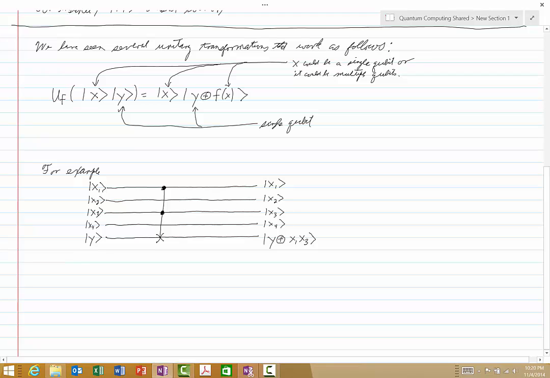So you can see here that in this example, the notation X actually refers to a state with 4 qubits, X1, X2, X3, X4. But of course, Y just has the 1 qubit, so we could say, maybe let's do it like this.